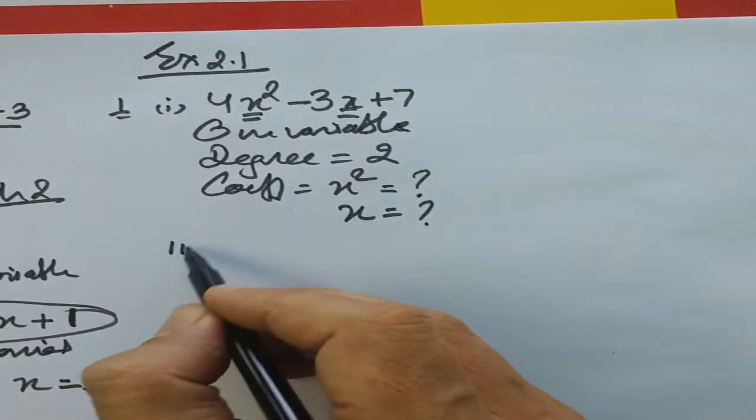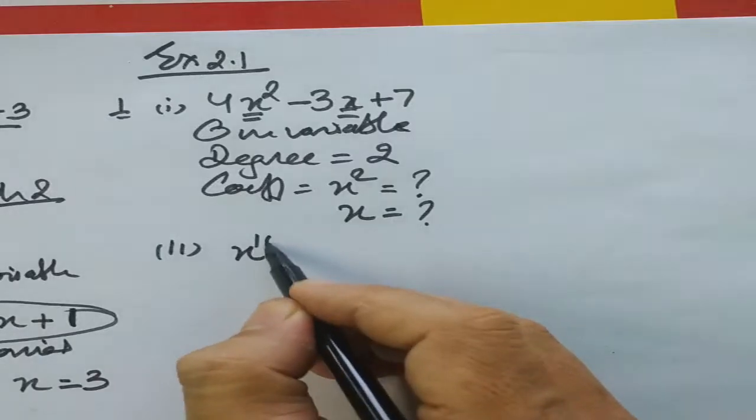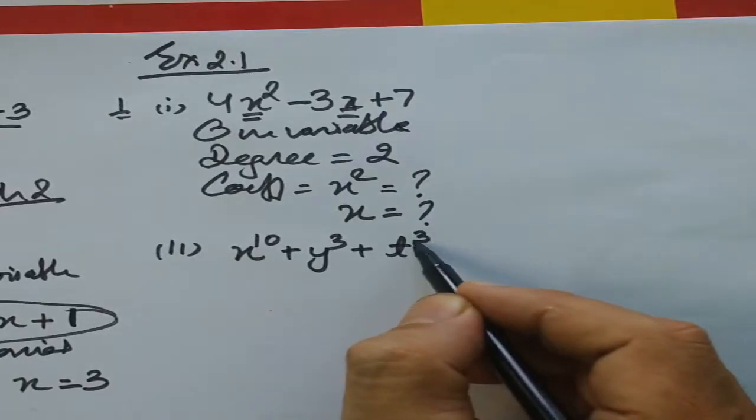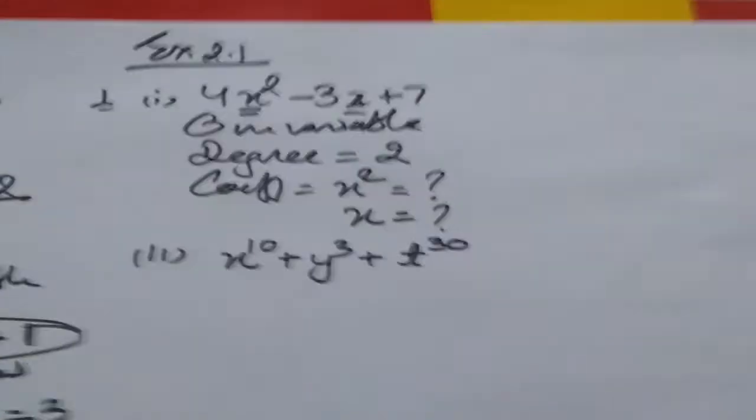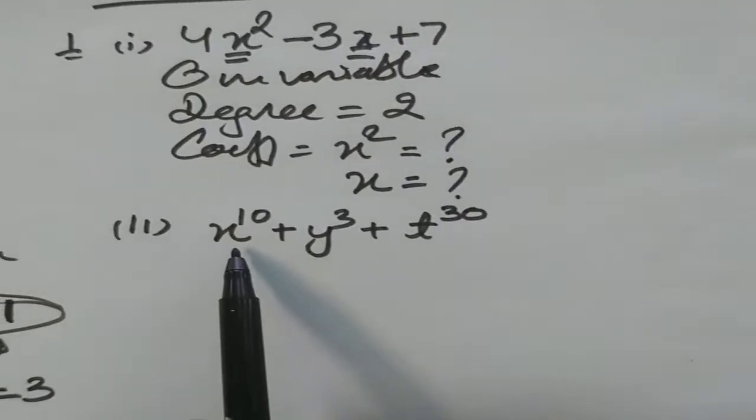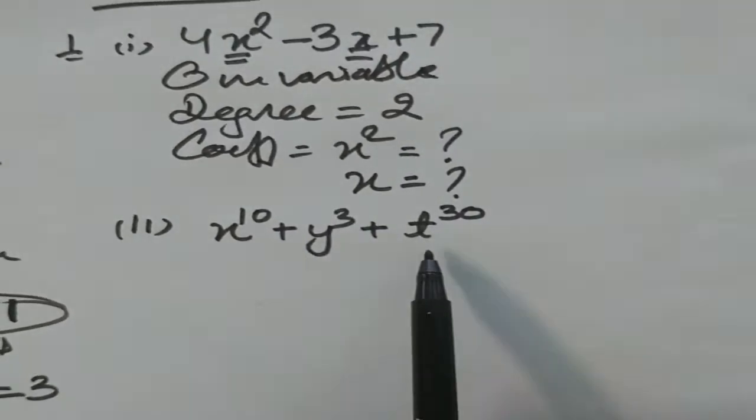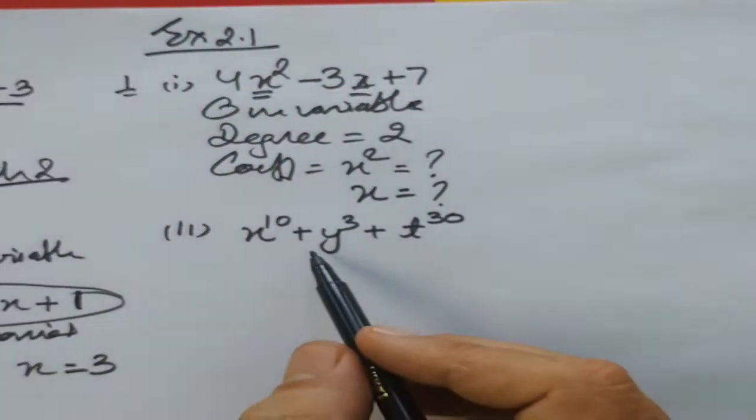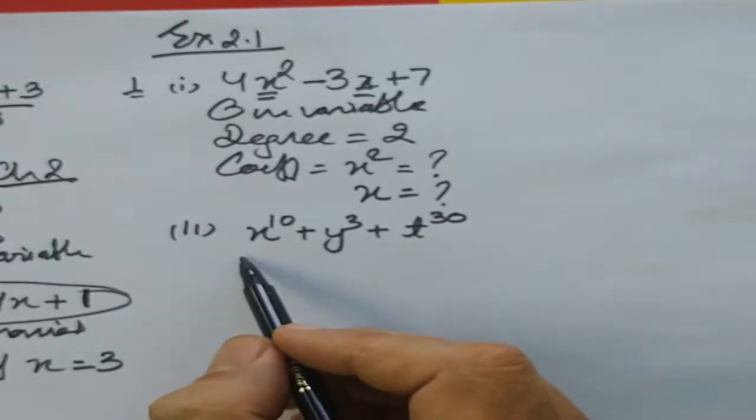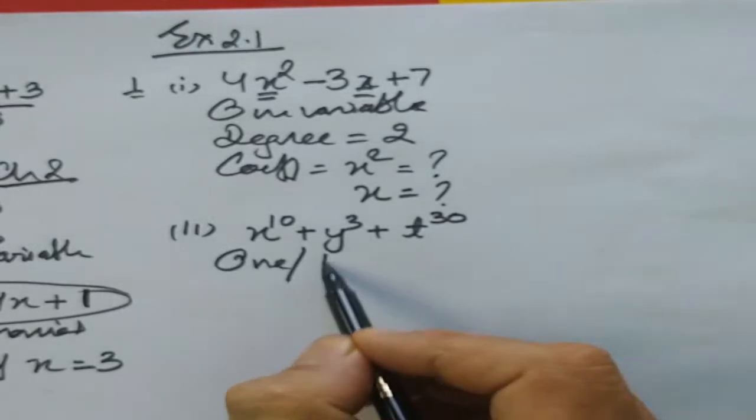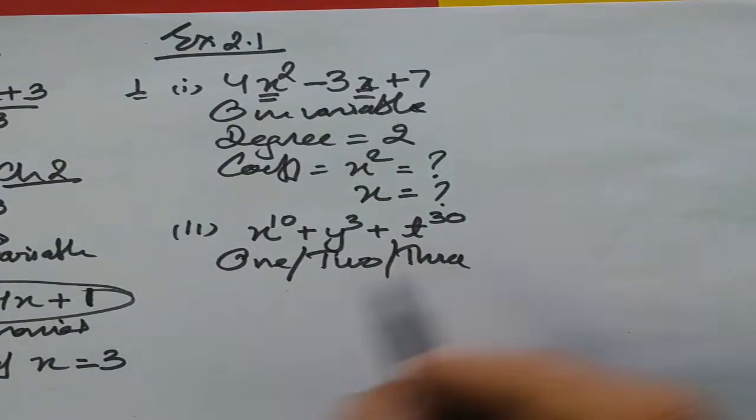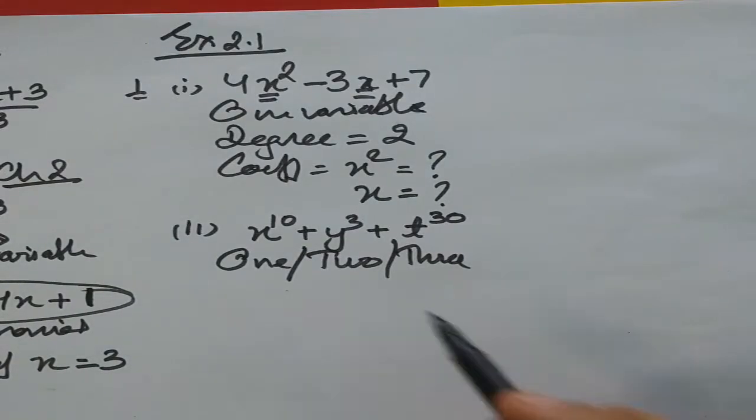Then the second one, let's see if there is an expression. This is a question given there. x to the power 10 plus y to the power 3 plus t to the power 30. This is an expression. How many variables does it have? Is it having 1, 2 or 3? Type the answer below. One variable, two variables or three variables.